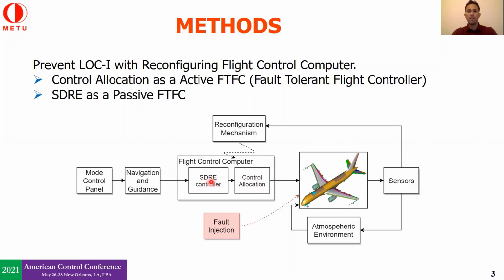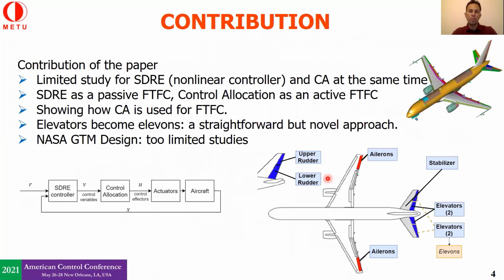However, STRE is tuned already for recovering smoothly during minor emergencies. NASA GTM design is used as a nonlinear model. These are contributions of my paper. First, STRE is used effectively with the CEA. There are two limited studies in the literature about that. Second, STRE is tuned as a passive FTFC before an emergency.